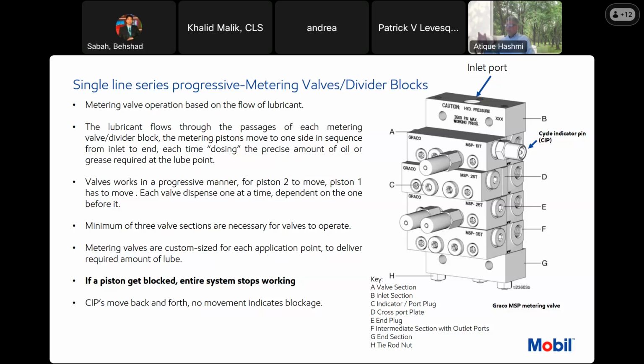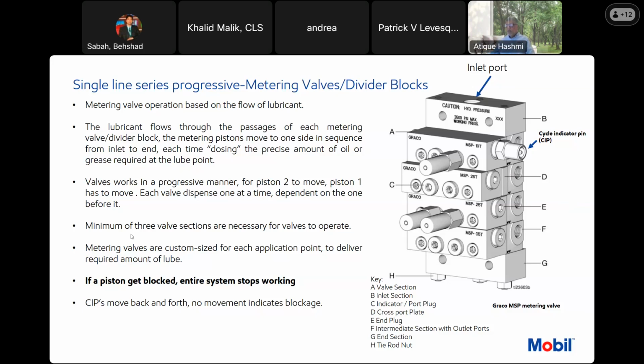Once you see this pin is not working, there is something wrong in the system. And there are so many ways to remove the blockage. You can disconnect the grease line, or you can purge grease from this port by disconnecting this screw and then just purge it. Different ways to remove the blockage.